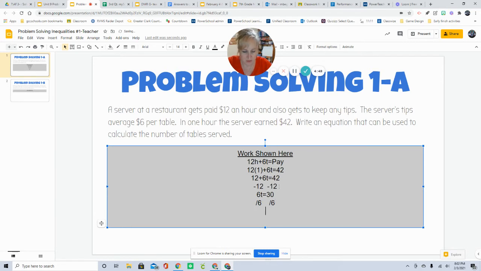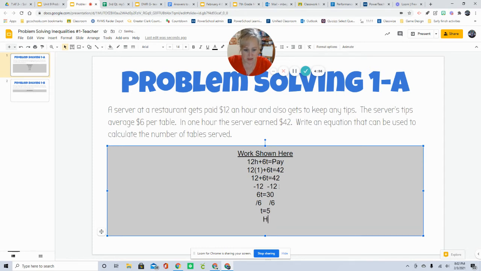Okay. So the left side, my variable is now isolated, equals 5. So to answer this, he served 5 tables to earn $42 in 1 hour. Cool. So this is something that you should already be coming to the table with.